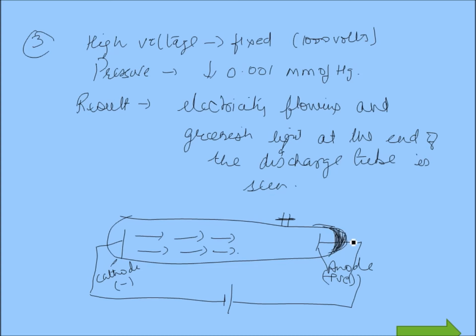Right, so this is a construction. So it is now known that some invisible rays are formed at the cathode, and when these rays strike the glass tube, they emit a greenish light. Since these rays are formed at the cathode, they are known as cathode rays, right? So these are cathode rays.